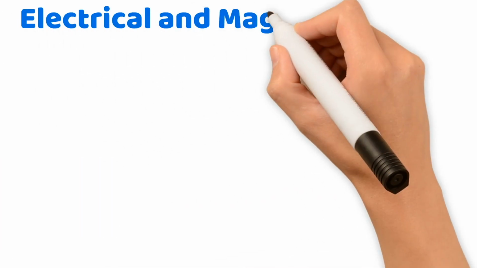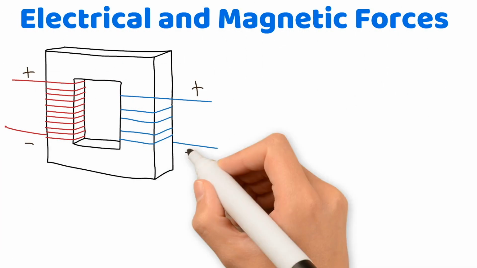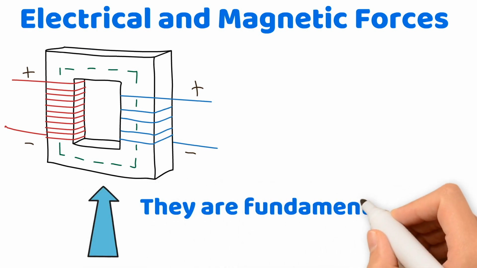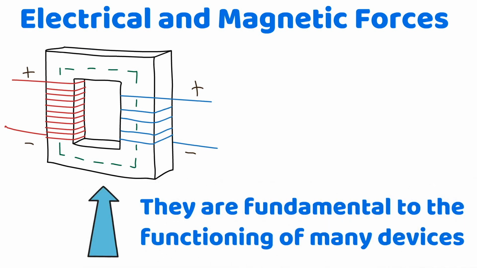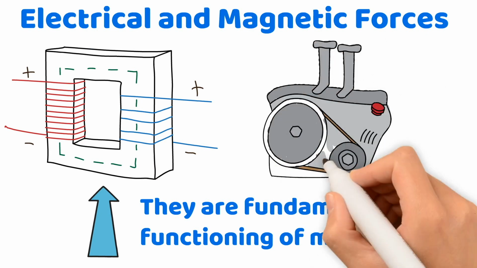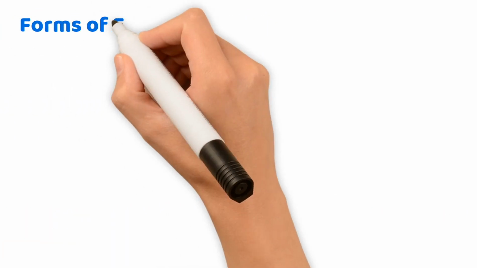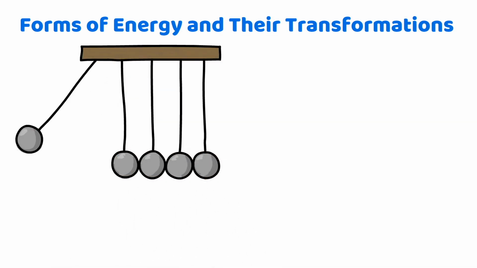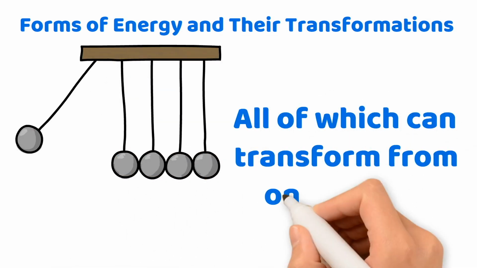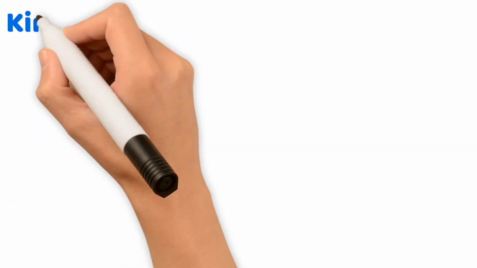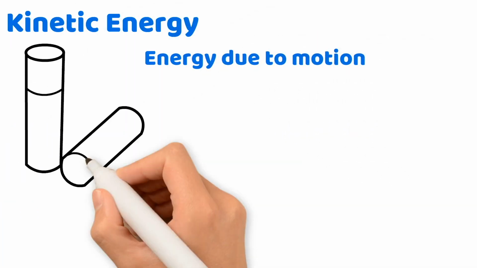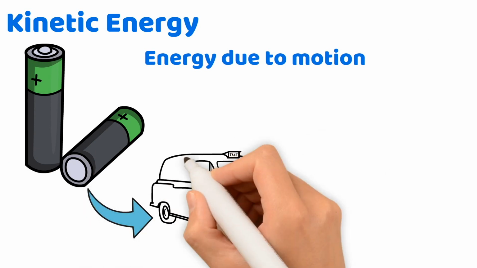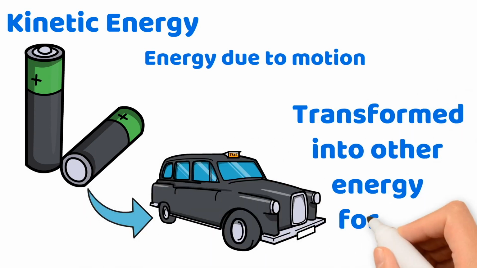Electrical and magnetic forces. These forces govern the attraction or repulsion between charged particles or magnetic poles. They are fundamental to the functioning of many devices, from electric motors to household appliances. Forms of energy and their transformations. Energy can exist in various forms, all of which can transform from one type to another. Kinetic energy, energy due to motion. Anything that moves has kinetic energy, which can be transferred between objects or transformed into other energy forms.